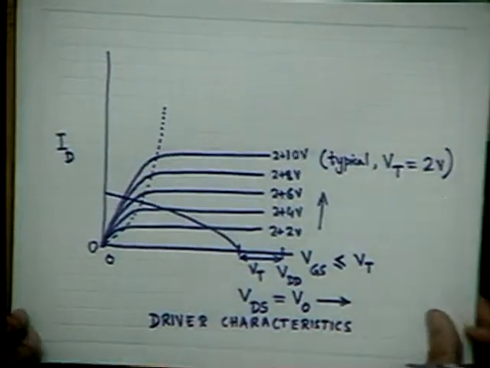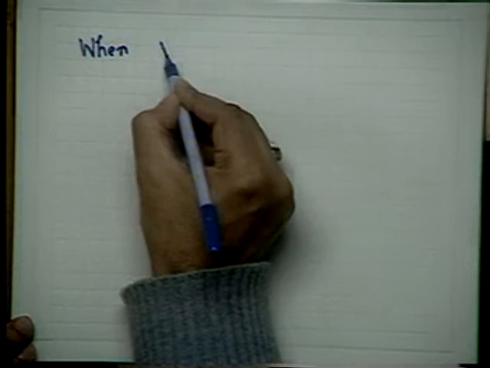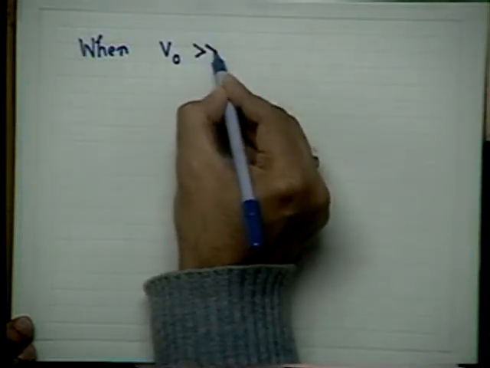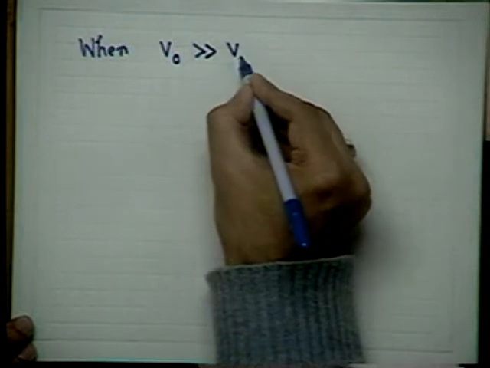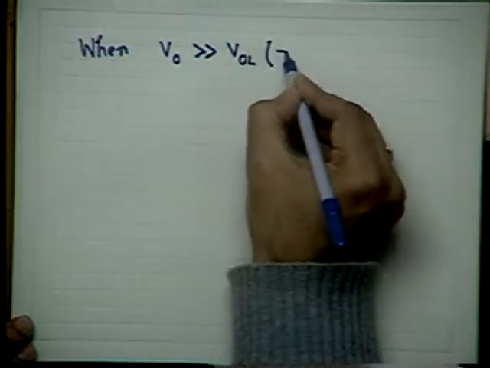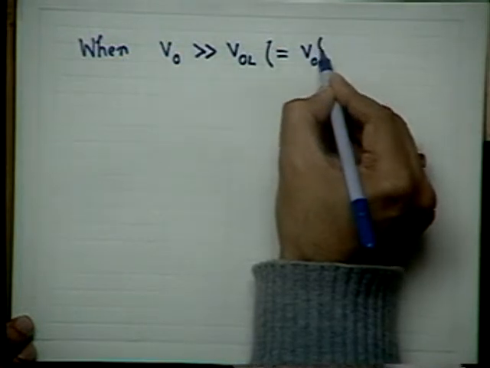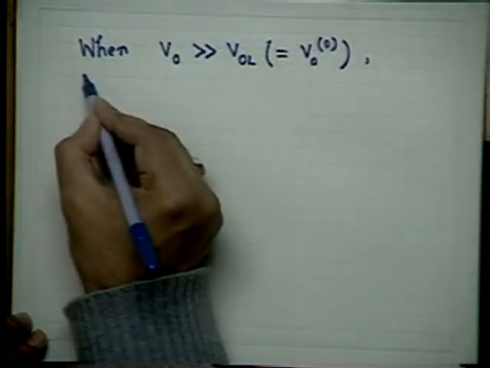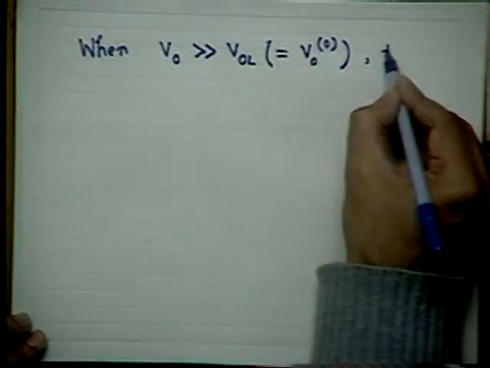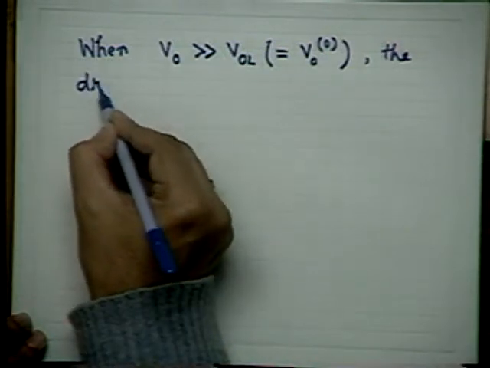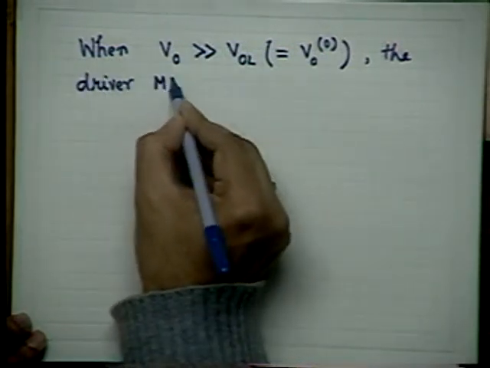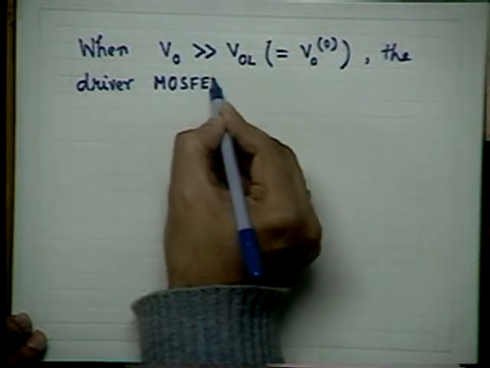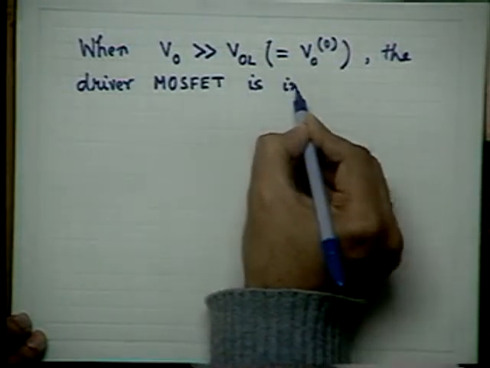So I can now write down an expression like this: when your VO is large compared to something which I call VOL, or also equal to VO0, the low state output voltage, then the driver MOSFET is in saturation.